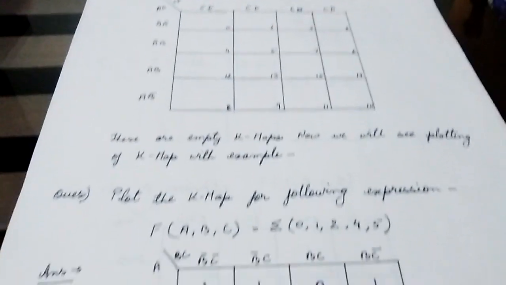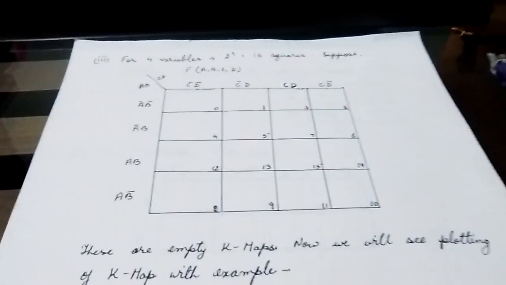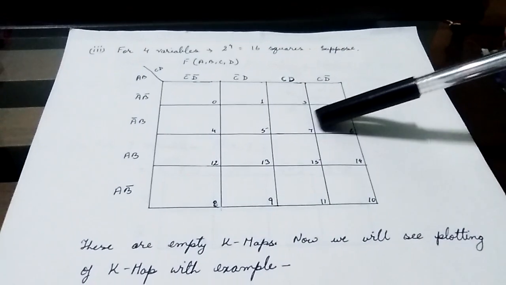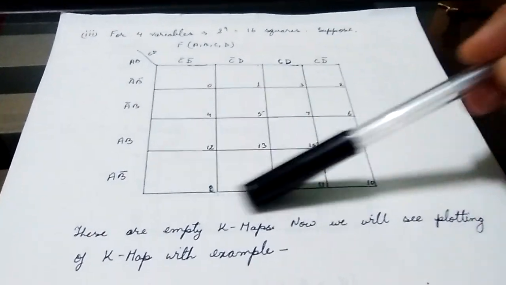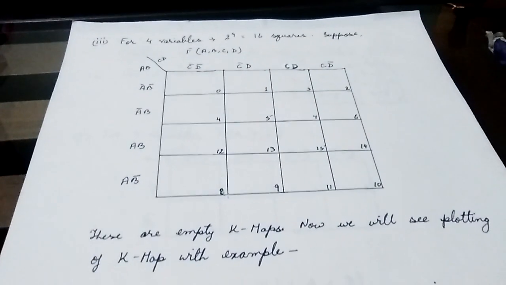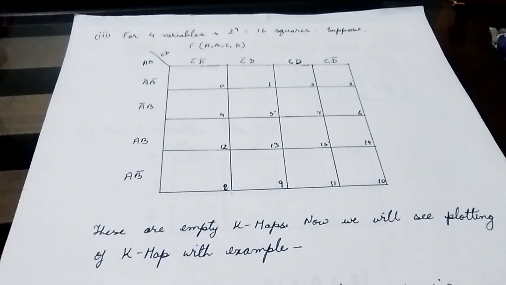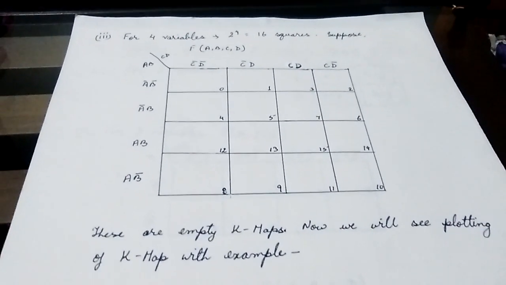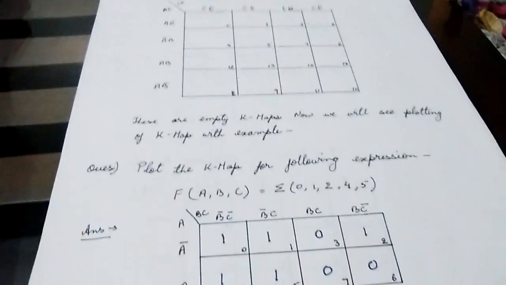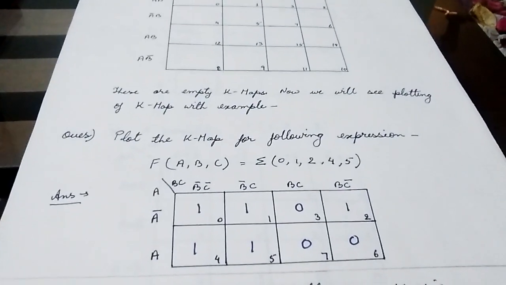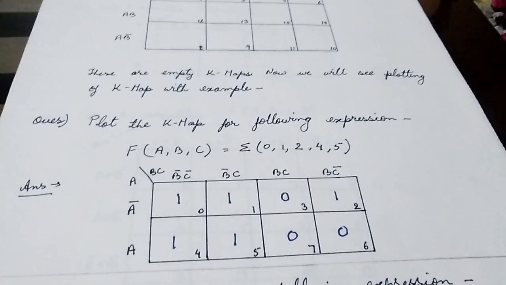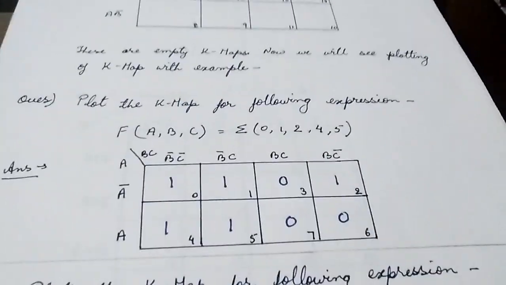So further if we proceed, we see that this is an empty Karnaugh map, and here we have learned how to plot the 3 variable, 2 variable or the 4 variable combination of Karnaugh map. Next we proceed and we see one example: plotting of Karnaugh map when the function is having values.